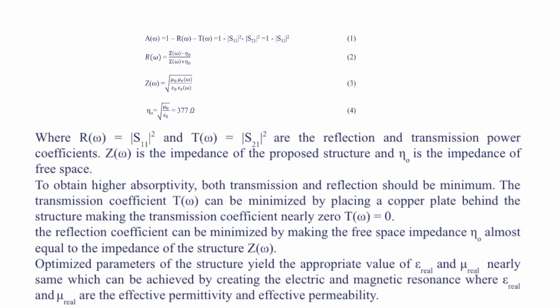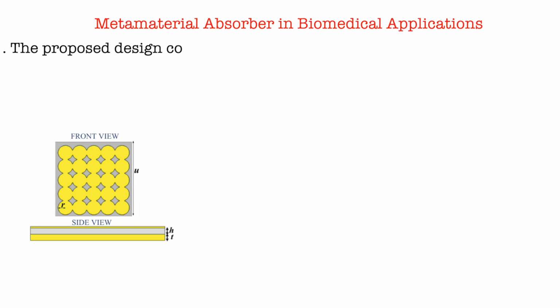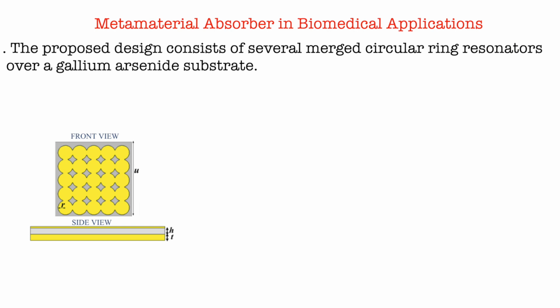So, here one metamaterial based absorber is proposed for the biomedical application. The function of the absorber is to absorb the incoming signal by making the reflection and transmission nearly 0. This diagram is showing one design of a metamaterial based absorber used for the biomedical application. This is showing the front view and the side view of that particular design.